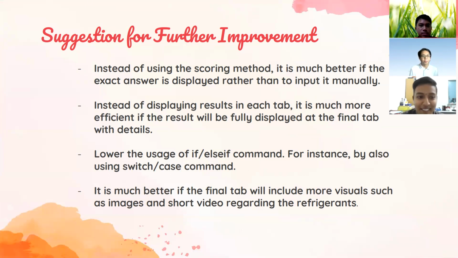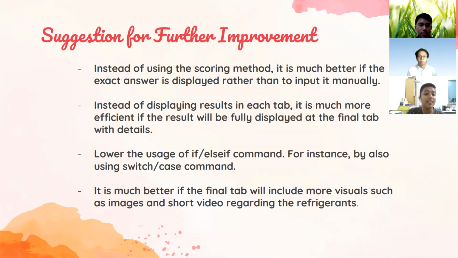Thank you, Delson. For the first suggestion, what we really felt was, instead of using the scoring method, it is much better if the exact answer is displayed rather than to input it manually. As when you run this program, you will be seeing that at the third tab, we will be needing to input it manually so that it can be calculated and the best refrigerant will be displayed. So we feel that it is such a burden. So instead of doing like that, we feel it's better that the exact answer is just displayed.